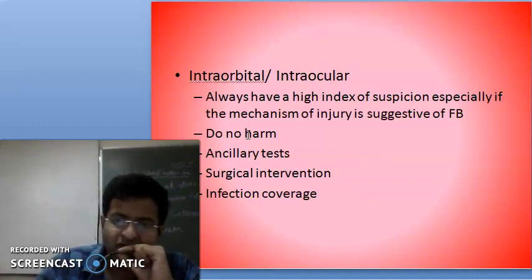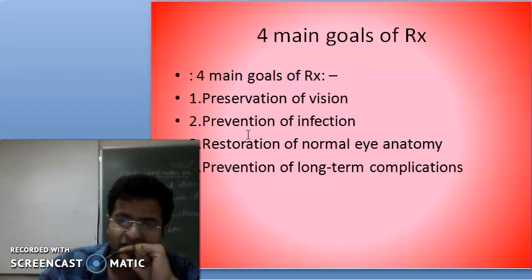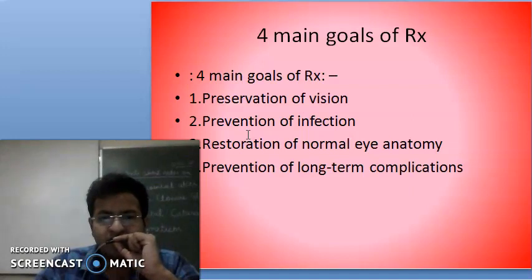If the foreign body is intraorbital or intraocular, I always have a high index of suspicion, especially if the mechanism of injury is suggestive of the foreign body. Do not harm the eye more than the foreign body. The tests CT, MRI can be done, B scan can be done. Surgical intervention is to be done with a vitrectomy if there is actually an intraocular foreign body. If it is intraorbital, we can do the orbitotomy like in missile injuries, and infection coverage has to be taken care of for sure. What are the main goals of treatment?